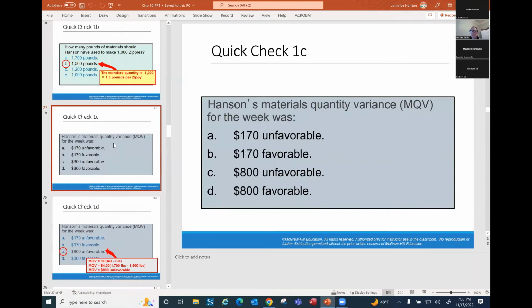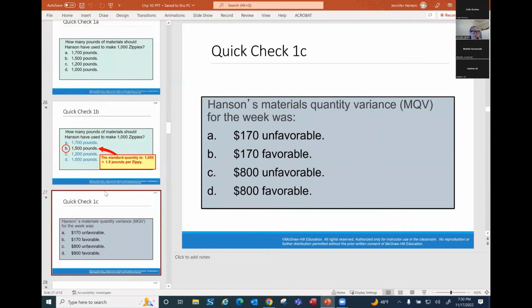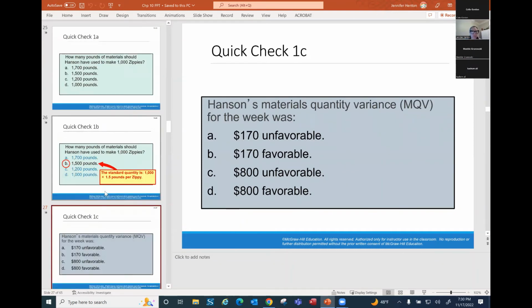And it says, what is the material quantity variance for the week? So what was our standard price? So let me go back up. Let's see.